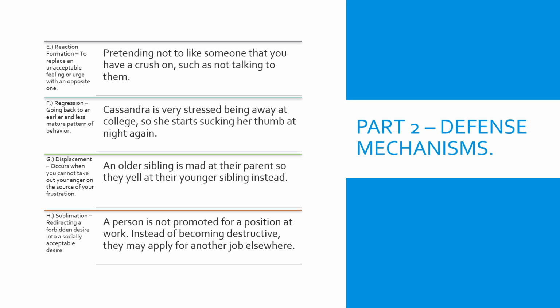Displacement. This occurs when you cannot take out your anger on the source of your frustration, such as maybe an older sibling is mad at their parent because their parent said no more TV, so the younger sibling comes in to watch TV, and the older sibling says, hey, don't touch the TV, I was watching that. Maybe they, unfortunately, hit them or push them or shove them. So obviously the child is not going to necessarily take it out on their parent, so they'll take it out on their younger sibling instead.